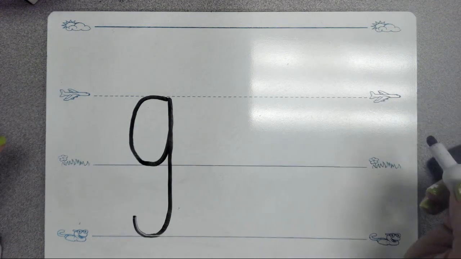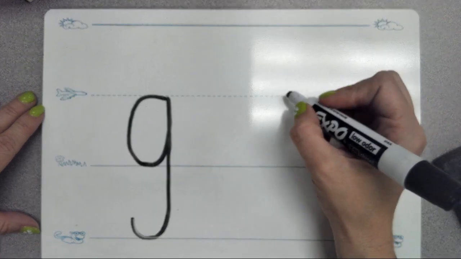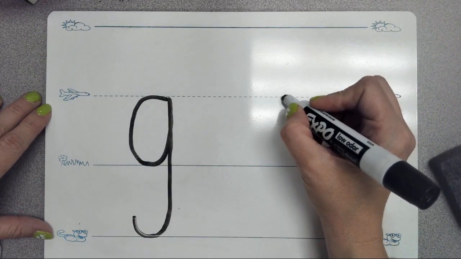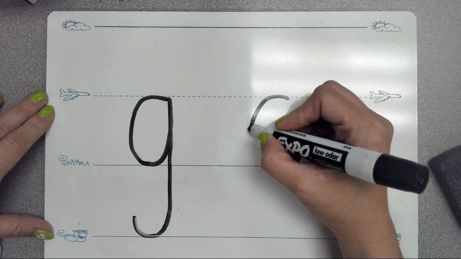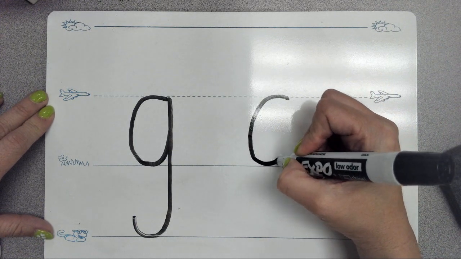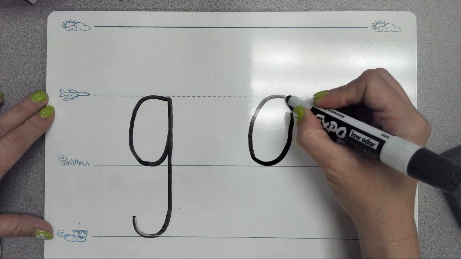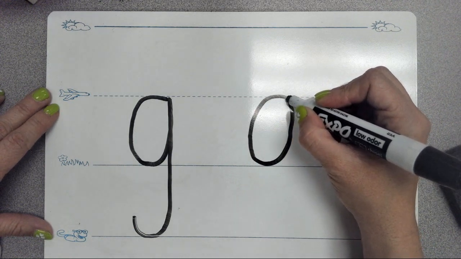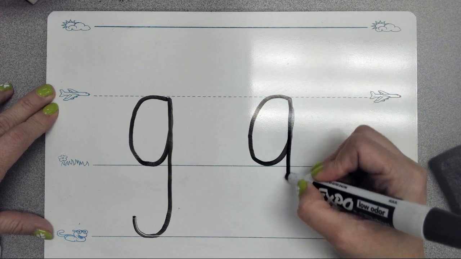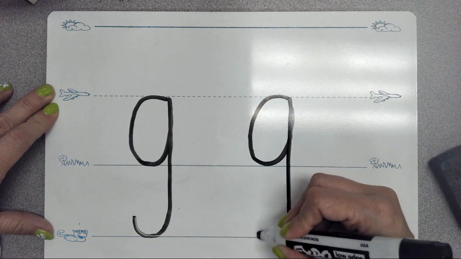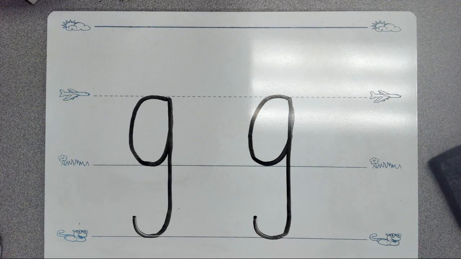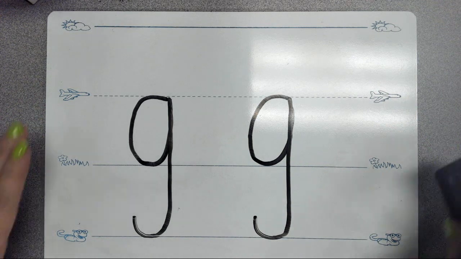Our second one, here we go. Start at the plane line. Trace back on the plane line. Down to the grass line, all the way around back up to the plane line. And we're going to trace back down to the worm line and make a curve. G, game, go. Glorious, guys. Erase, please.